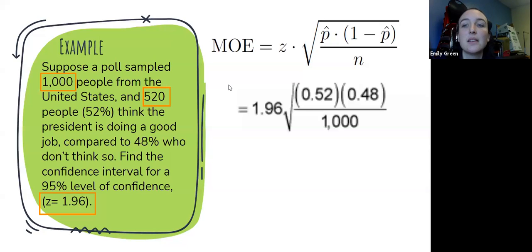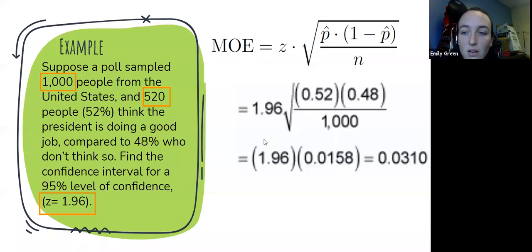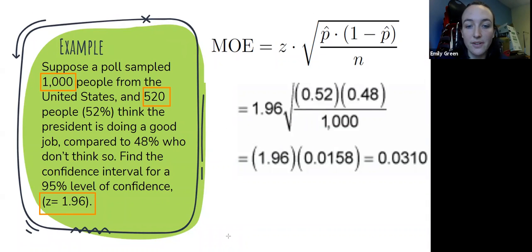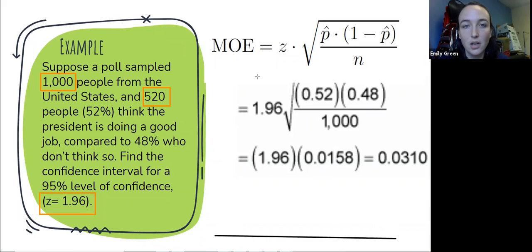So I've plugged it in like this. You can see I took the same equation and plugged in the numbers that I got from the question. And so when I actually simplify that and solve, I get 0.0310. So now this number here is my margin of error. It's not my final answer though, because remember that what a margin of error tells us is the distance away from that proportion that's part of our confidence interval, right?